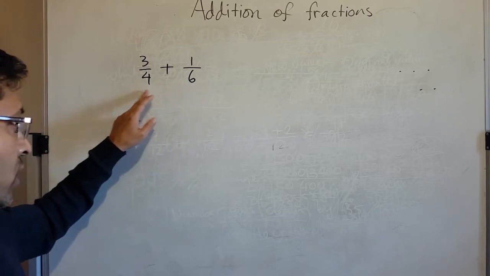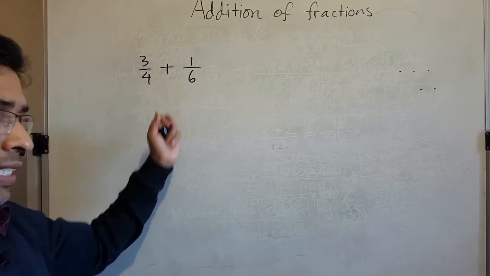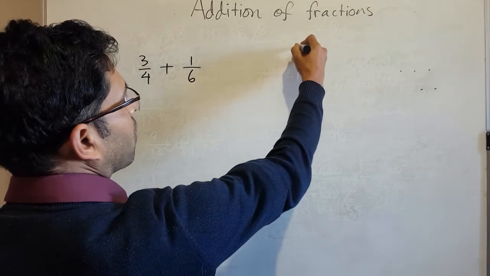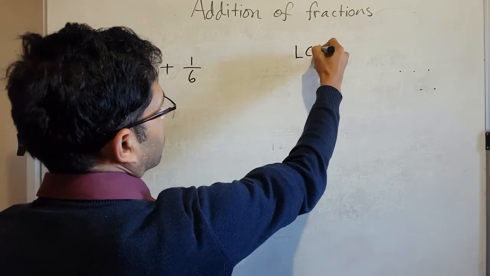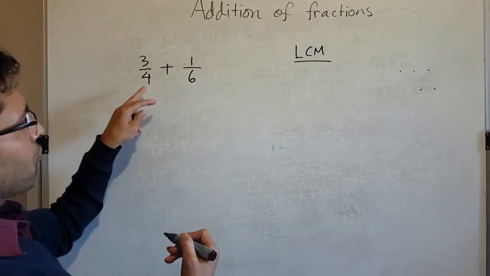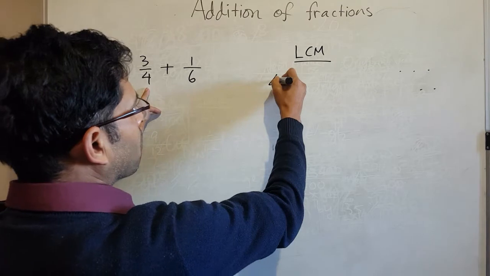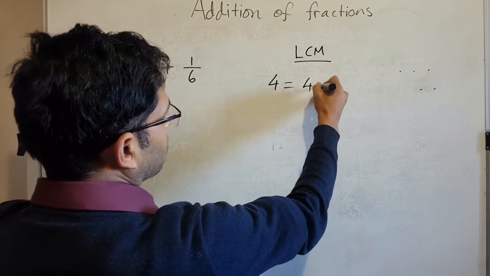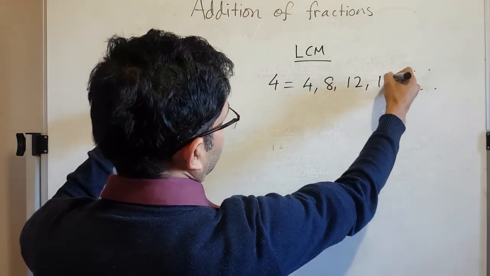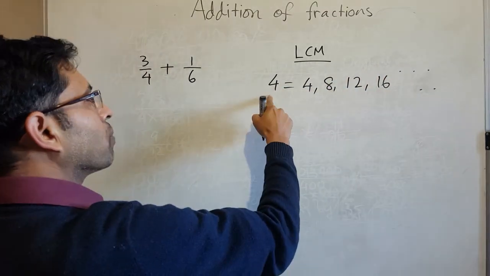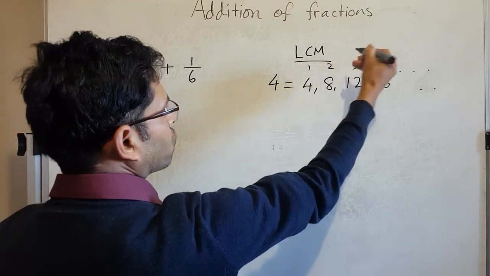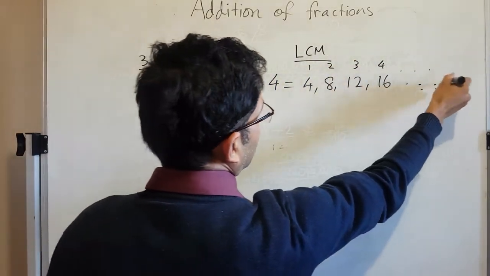So we have 4 here, we have 6 here. How to make them the same? We need to find the least common multiple, which is LCM. Let's first check the multiples of 4. Multiples of 4 are going to be 4, 8, 12, 16. How did we get these numbers? We are multiplying 4 times 1, 4 times 2, 4 times 3, 4 times 4, and so on.